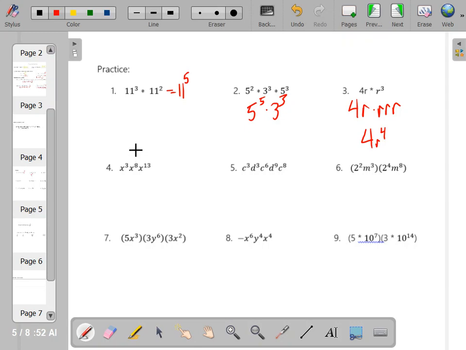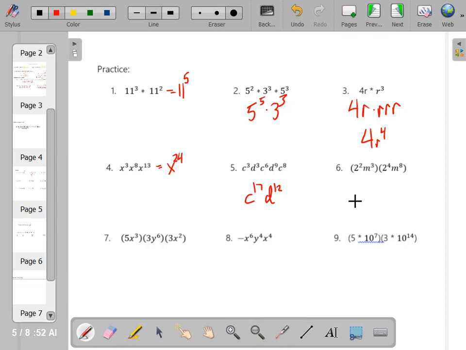3 plus 8 plus 13. That's a total of 24. You could write those out, x, and then 8 more, and then 13 more. 13 plus 8 plus 3 is 24. All right, C, how many do I have? 3 plus 6 plus 8, so 9 plus 8, 17. C to the 17th. 3 and 9 make 12, so D to the 12th.